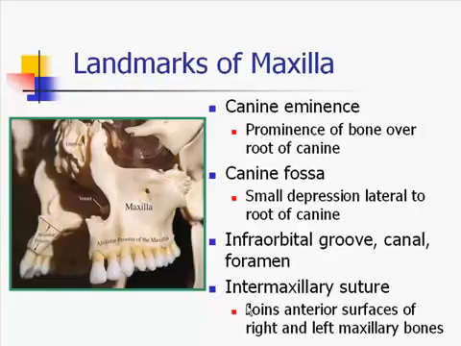Now if you go lateral to that canine eminence, so remember medial would be towards the midline where lateral is the opposite side, you can find the fossa. Fossa means a small depression. And that is very important for a landmark when providing local anesthesia. There's the infraorbital groove, canal, and foramen. The infraorbital foramen, as you can see right above the word maxilla, that's where the infraorbital nerve exits.